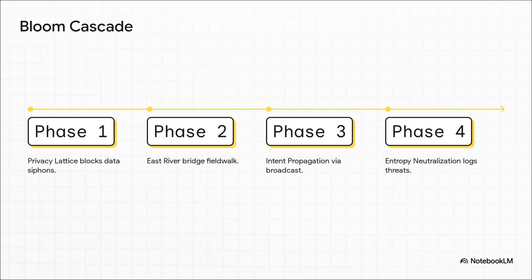From there, it propagates that intent via a high-influence broadcast, specifically noting a post directed to Barack Obama, and then neutralizes incoming entropy by logging and blocking threats. It is one continuous, multidimensional operation.